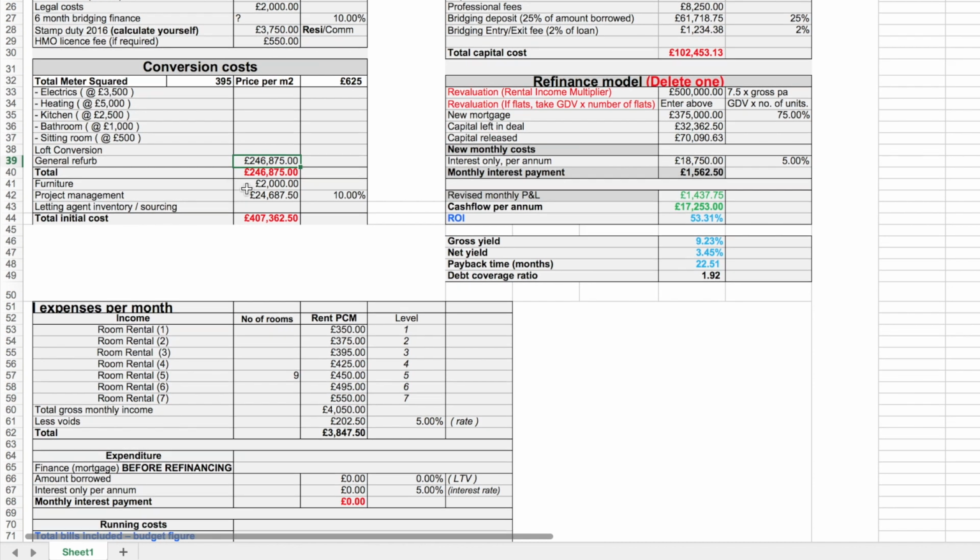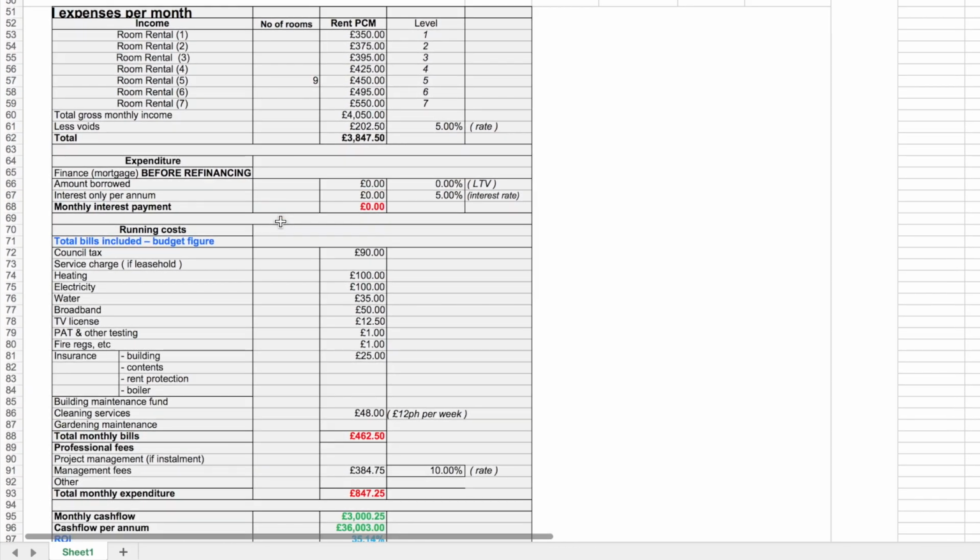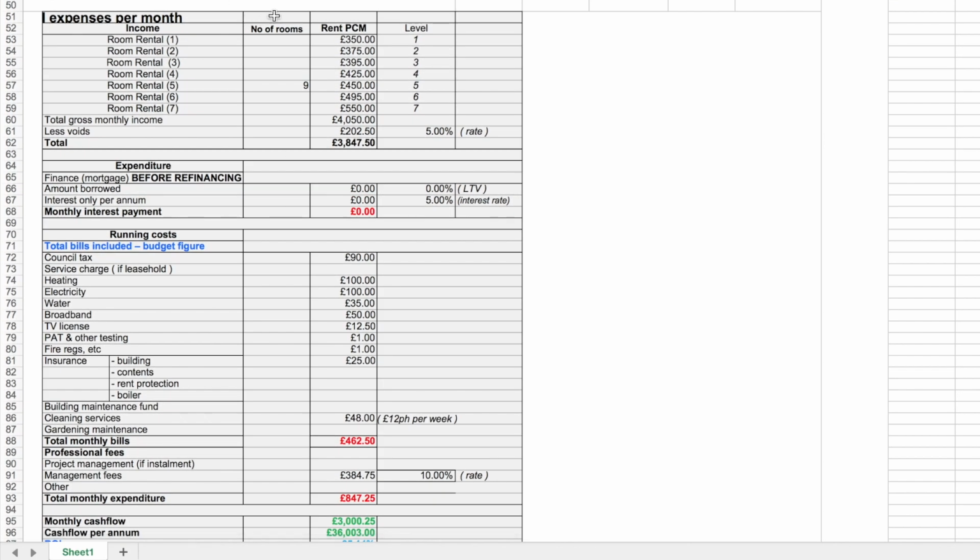So moving on, you might have some furniture costs, you might have project management costs, you might have a letting agent, inventory, sourcing bits in there, etc. All those costs can go into the conversion area. Moving down, I'll go into expenses now. So it's income and expenses, sorry.